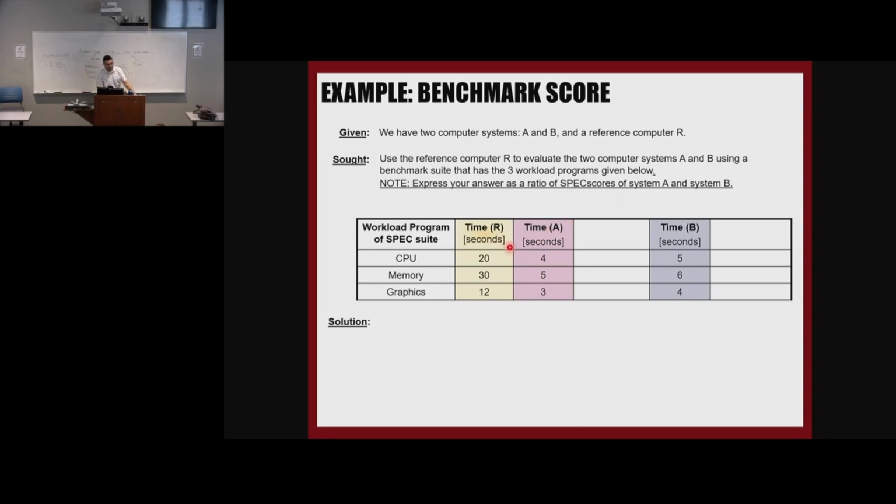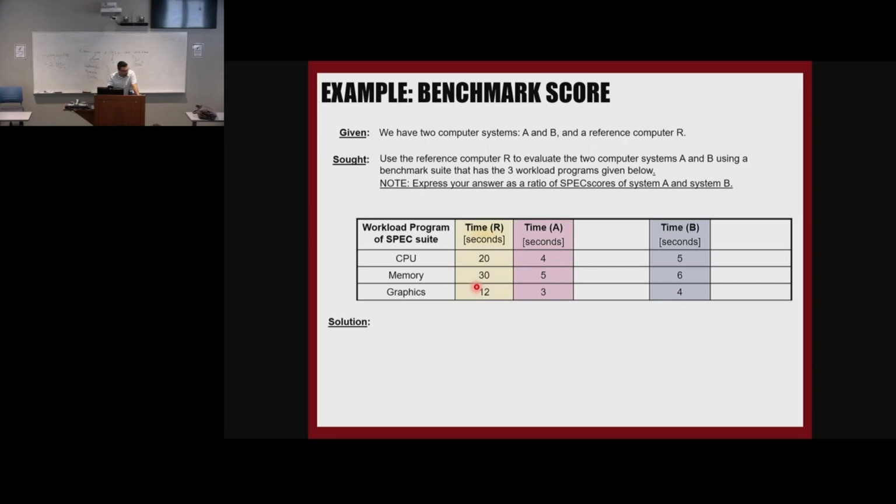So if I want to find the SPEC ratio of A, the SPEC ratio of A for the CPU workload is going to be equal to the time of the reference computer divided by the time of A. So performance of A divided by performance of the reference computer, or execution time of the reference computer divided by execution time of computer A. If I do this division, 20 divided by 4, this is going to be 5. So SPEC ratio of A for CPU is 5.